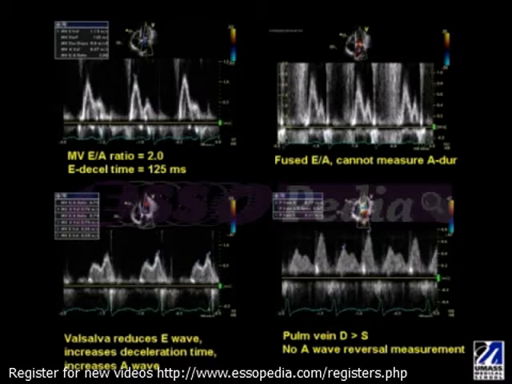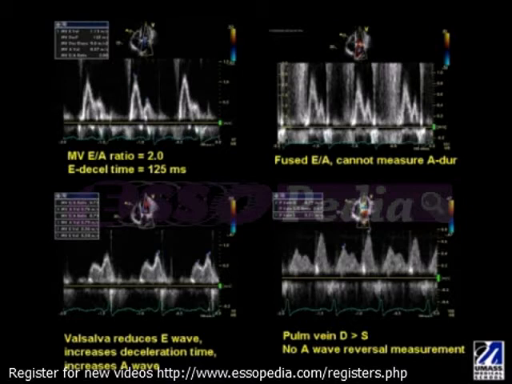As we can see here, the sample volume is placed at the mitral valve tips to the top left. We see what could possibly be an increased E to A ratio and a rapid deceleration time. So you see that the E to A ratio is 2. We see that the deceleration time is 125. We then look to the right. We tried to measure the A wave duration by repositioning the sample volume towards the annulus, but because of the fusion of the E and A wave, we were unable to measure the A duration, and that's a product of the tachycardia.